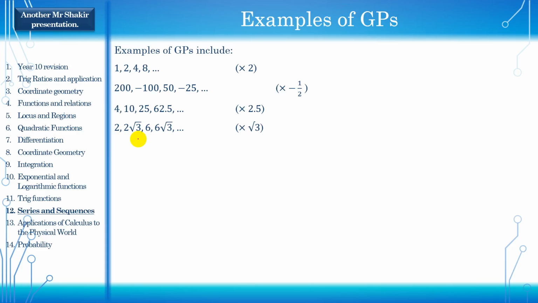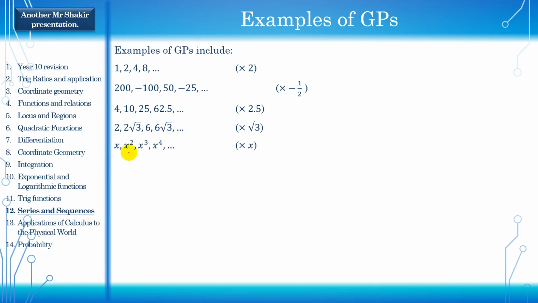If the numbers are alternating between surds and non-surds, then R is going to have a surd component, right? 2 multiplied by root 3 is 2 root 3. If you multiply by 2 root 3 again, 2 root 3 times root 3, the roots will cancel out. You'll have 2 times 3, which is 6, and so on.